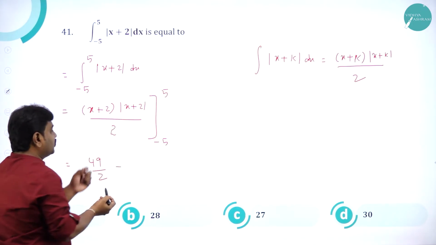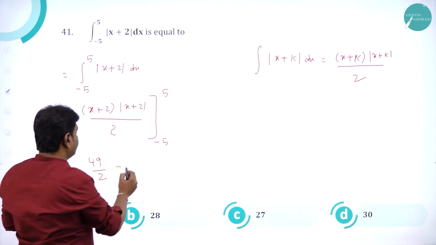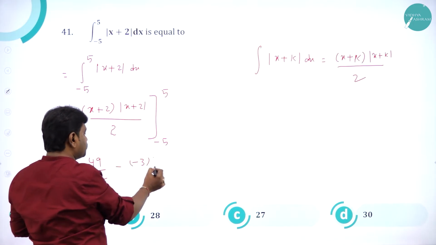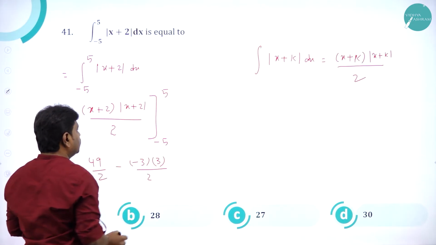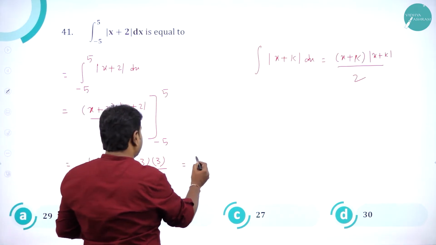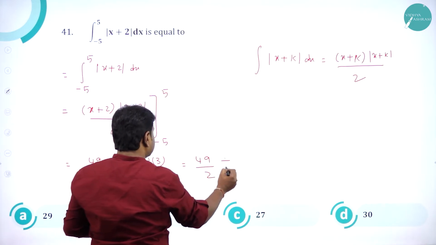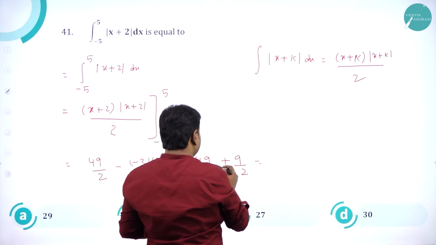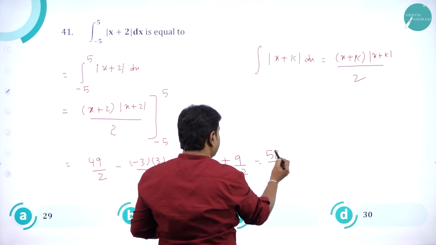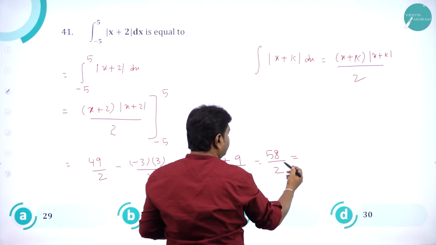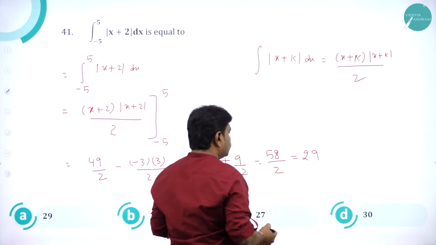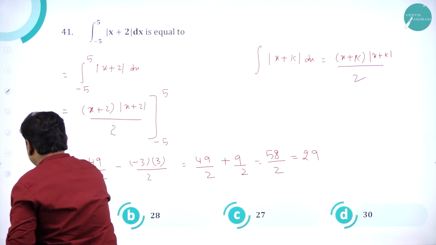In the place of x put minus 5. Minus 5 plus 2 is minus 3. And this will become minus 3, mod of minus 3 becomes positive 3, divided by 2. Now upper limit minus lower limit I have done. That gives you 49 by 2 plus 9 by 2. So 2 is the LCM. 49 plus 9 gives you 58. So 58 by 2, it is divisible. So divide it. 2 2s are 4, 2 9s are 18. So you will get 29, option A.